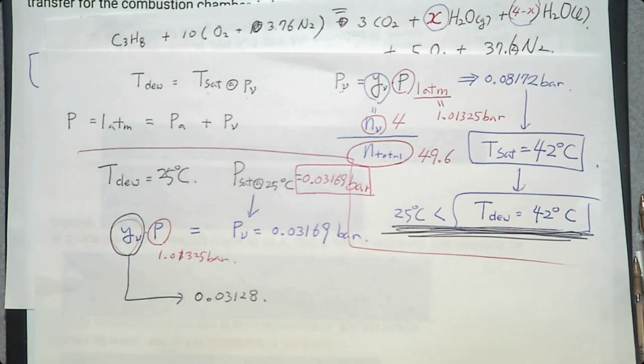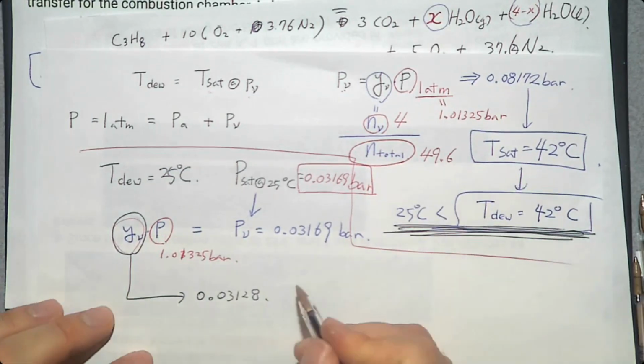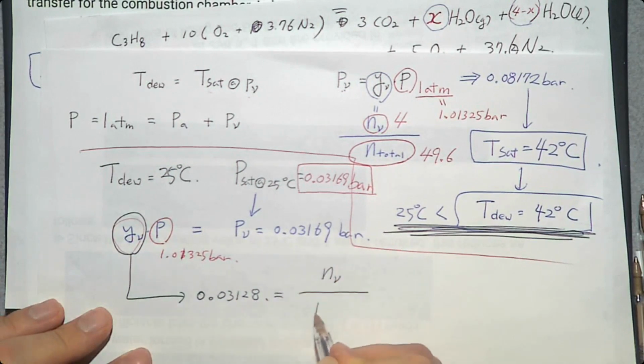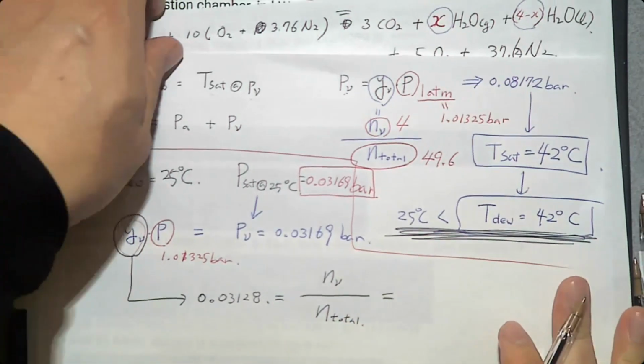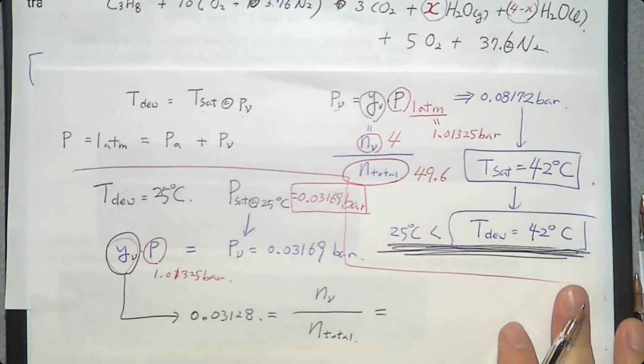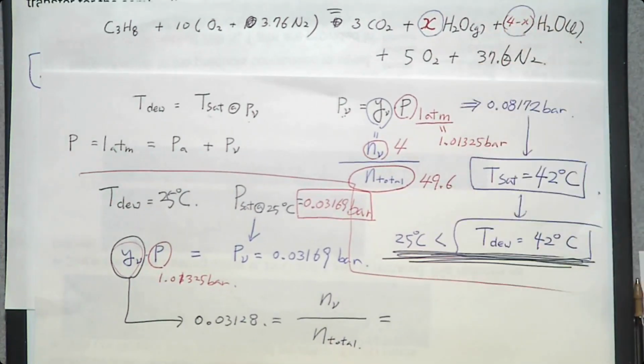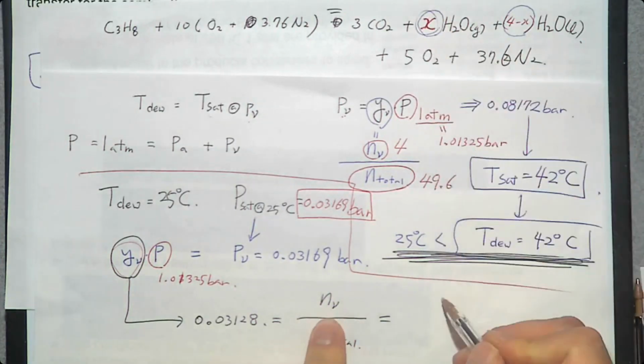0.03128. Then how do you determine this mole fraction? Number of water vapor divided by the total number of moles. Then going back to this balanced reaction equation, what is the number of moles of water vapor? 4 minus X, or X? X. We're talking about vapor. So the number of moles is going to be X.